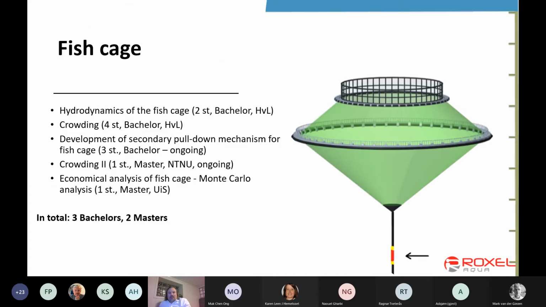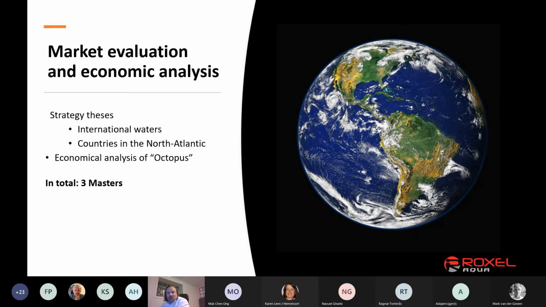So if you go to the next slide, Karen, you also see that we have had many theses on the fish cage, which is about hydrodynamics, crowding, development of a secondary pull-down mechanism. And we have an ongoing second project on crowding, and we've had an economical analysis of the fish. And if you go to the next slide, we have also done some market evaluation and economic analysis for the fish cage and the whole concept. And I'll go through one of these examples afterwards.